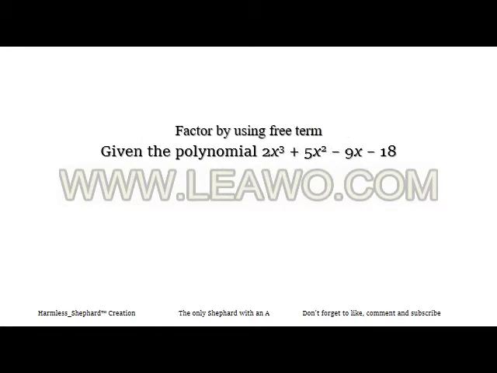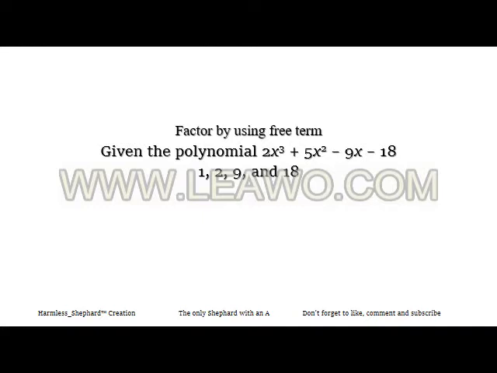Here, as we are given this to find the roots of this polynomial by using the free term, what are we going to do? First of all, we look at the free term. The free term here is negative 18, or let's say 18. We now look at the factors of 18: we have 1, 2, 9, 18.